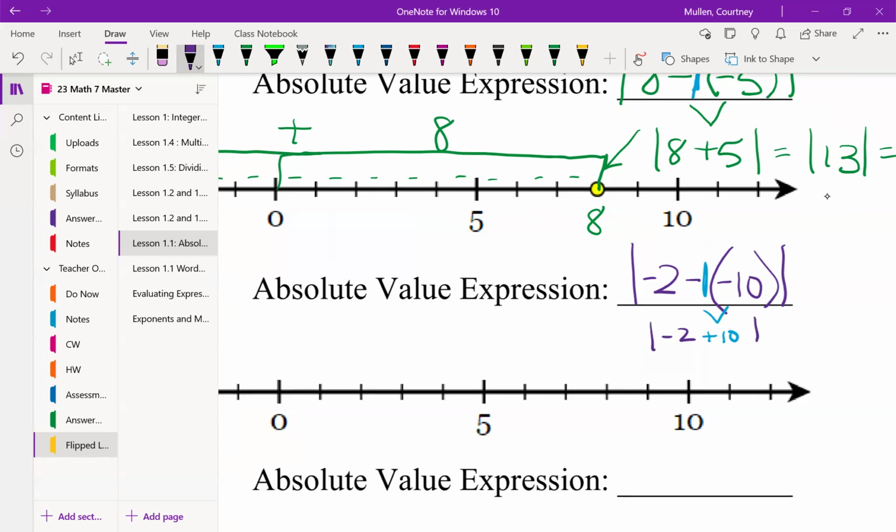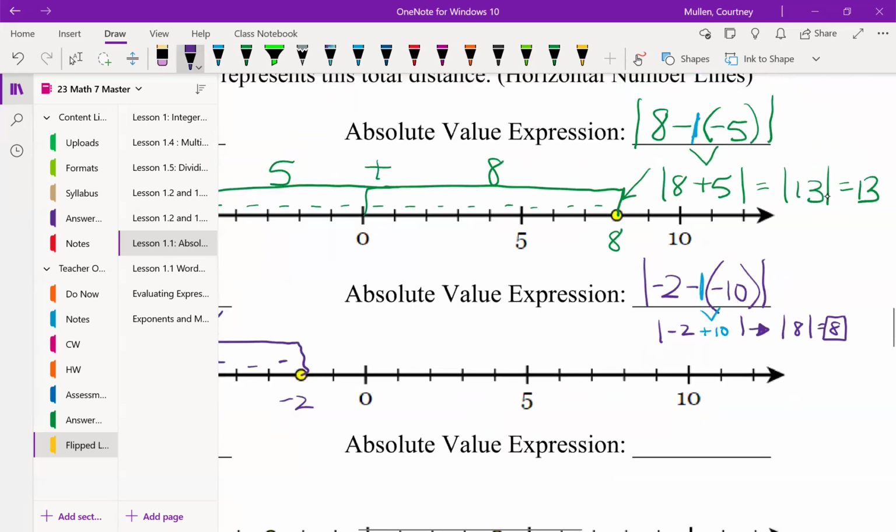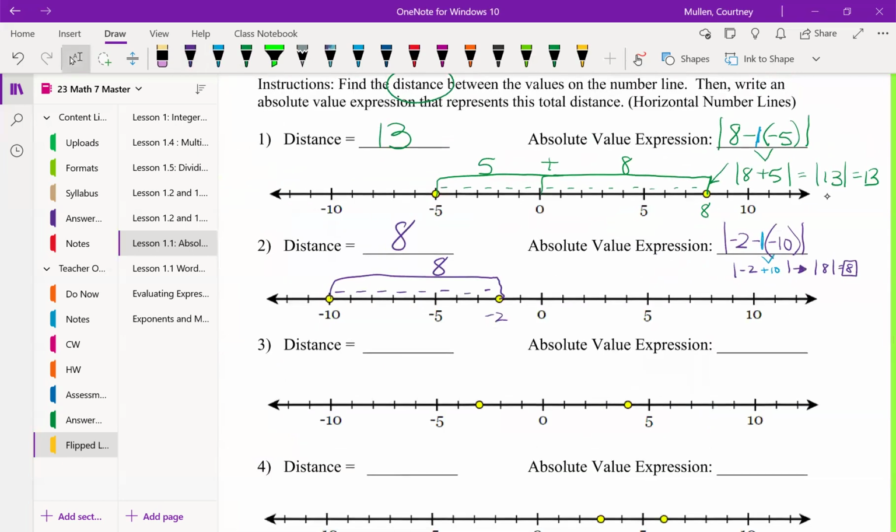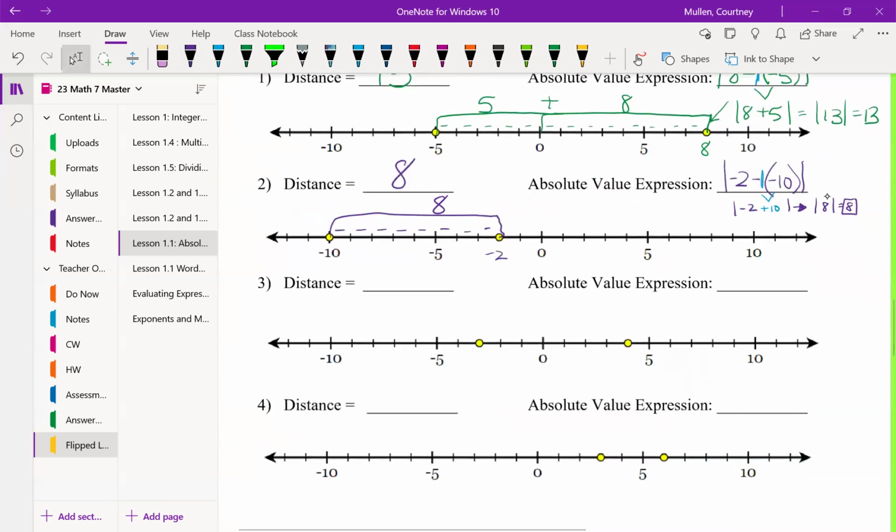And now we have negative plus positive. Different sign, subtract and keep the sign of the higher number. So if we subtract, we have 8. Keep the sign of the higher number is positive. And so we have the distance as being 8 units. You try 3 and 4 on your own. Pause the video and see if you can figure it out.